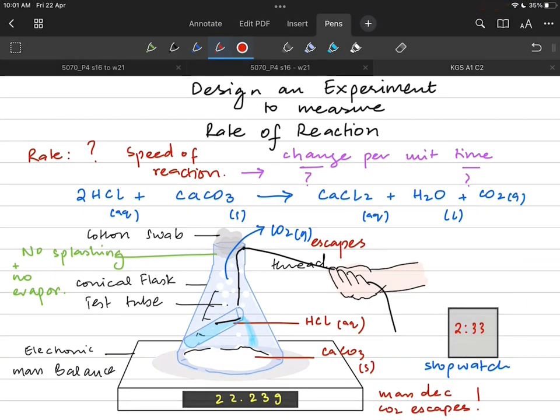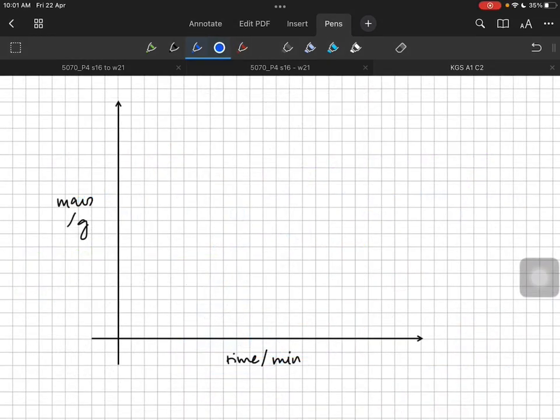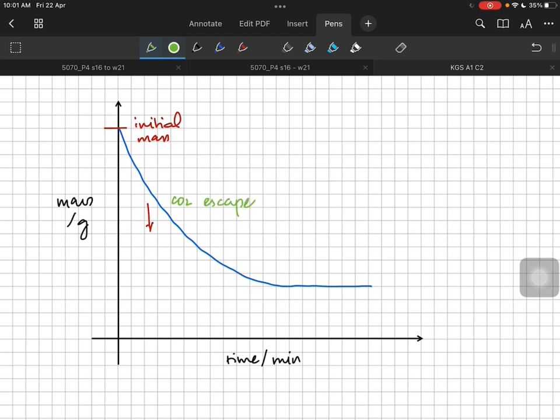And you were recording that in 1 minute the mass decreased to this value, in the second minute the mass decreased to this value, and so on. So you would notice that the mass decreases with time. In the first minute the mass decreases really quickly, in the second minute it again decreases, and then it goes on. The initial mass was really high, but as carbon dioxide escapes, the mass decreases.